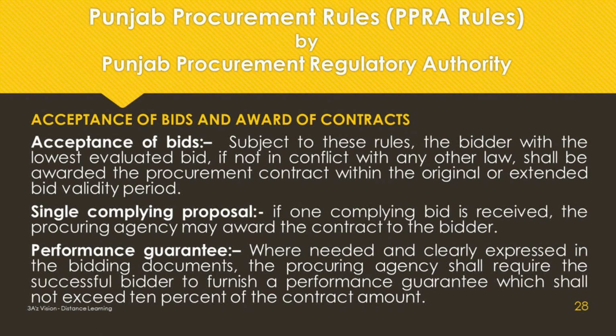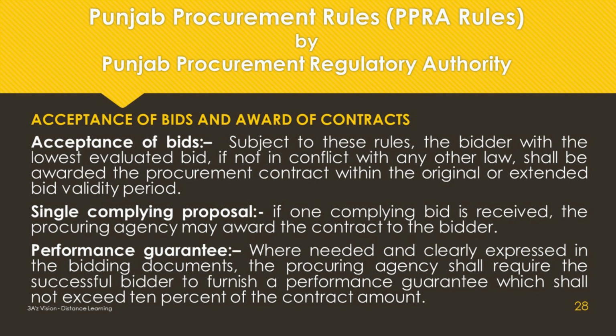Acceptance of bids. Subject to these rules, the bidder with the lowest evaluated bid, if not in conflict with any other law, shall be awarded the procurement contract within the original or extended bid validity period. Single complying proposal: if one complying bid is received, the procuring agency may award the contract to the bidder.